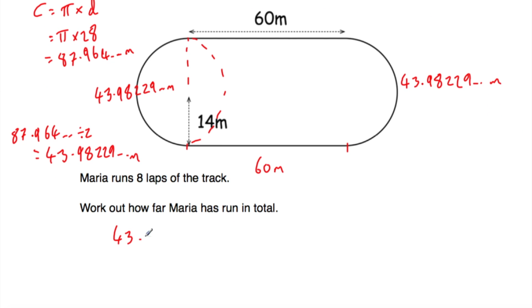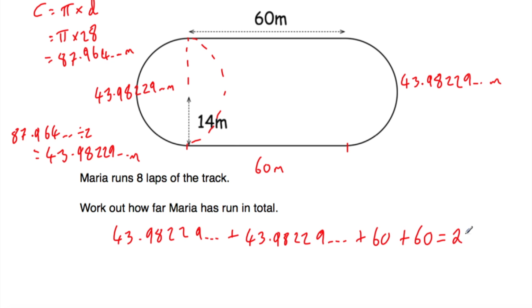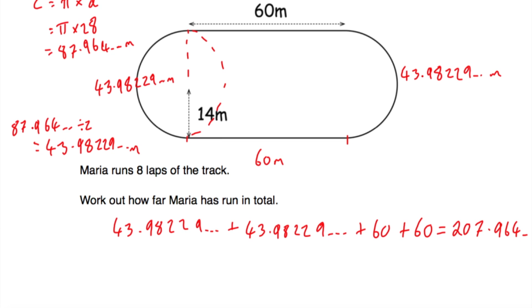So 43.98229 and so on, plus 43.98229 and so on, plus 60, and see what we get. And that's equal to 207.964 and so on meters. So that means the distance around the outside of the running track would be 207.964 and so on meters. So that's the length of one lap.